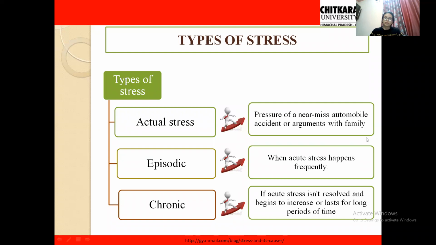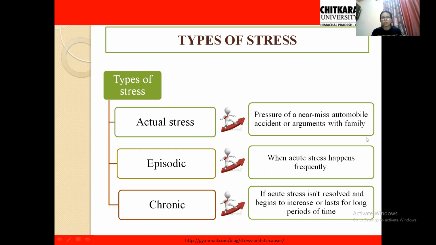So the first one is acute stress. I will explain it in a simple way. In acute stress, for example, I have appeared for a civil service examination. Take it simply. I have appeared for the civil service examination and the result is going to be released by tomorrow morning 4 a.m. Then from the time I know that the result is going to be out by tomorrow 4 a.m., from right now till that 4 a.m.